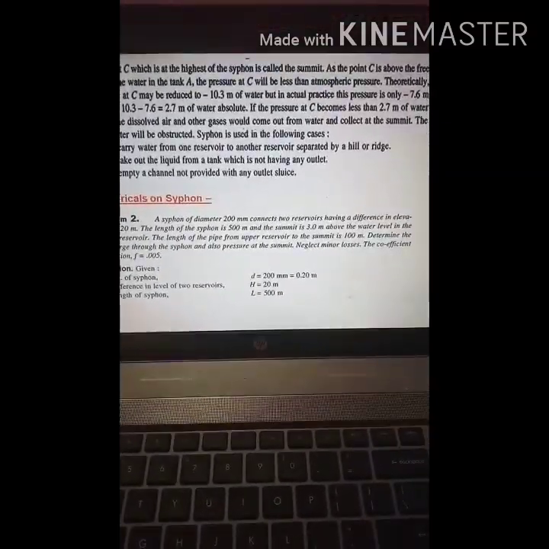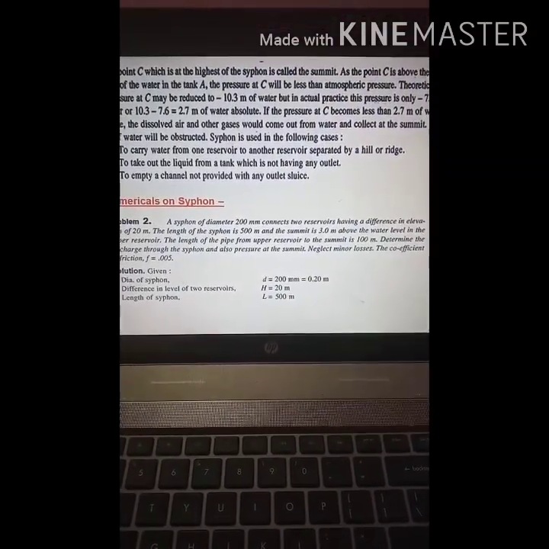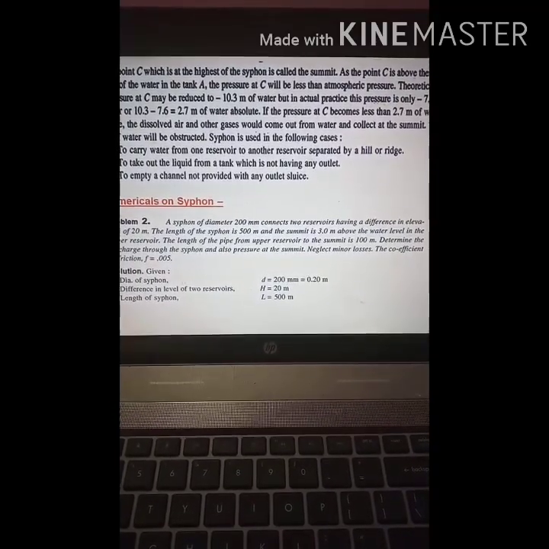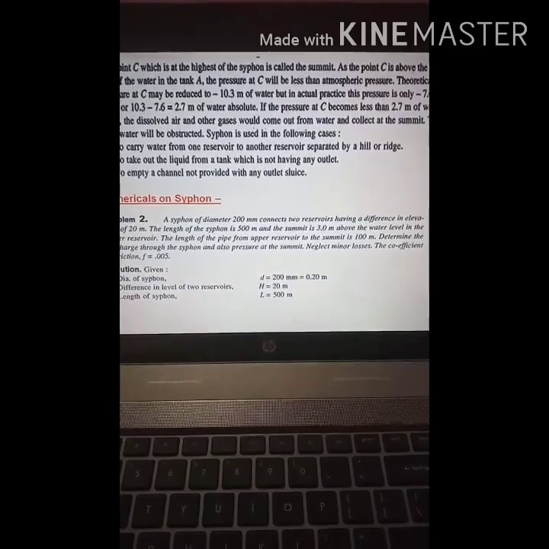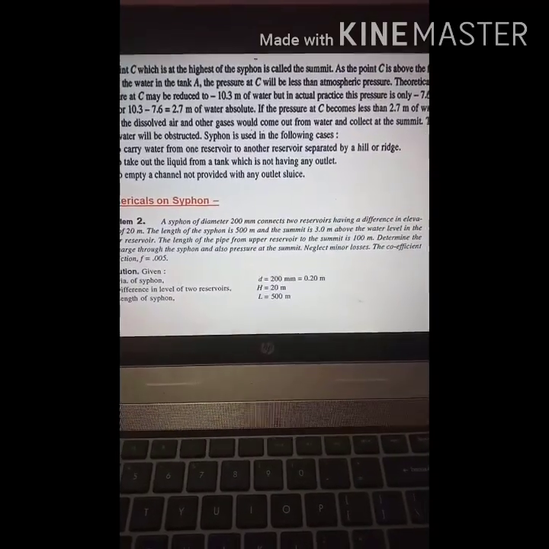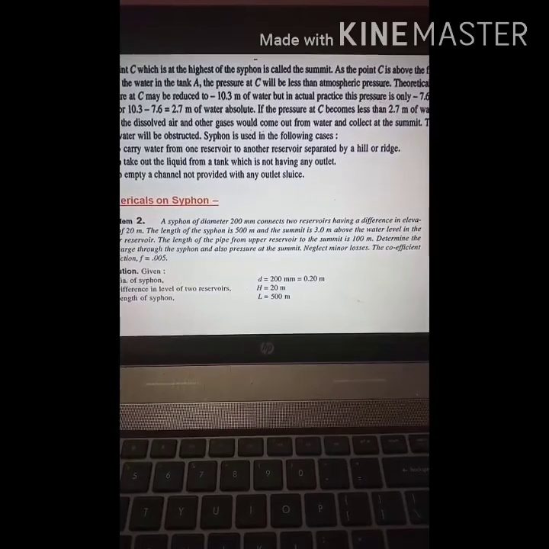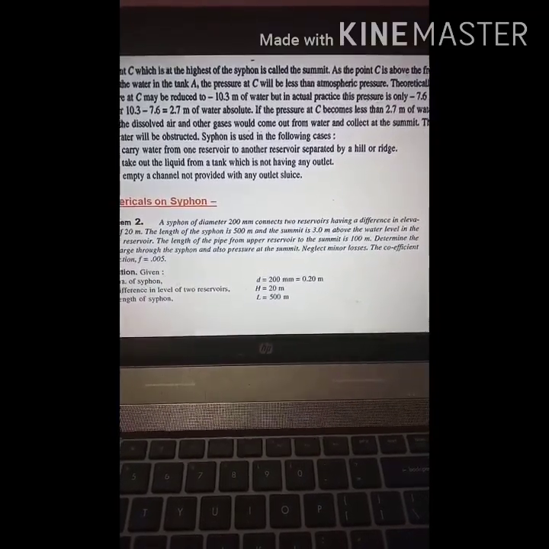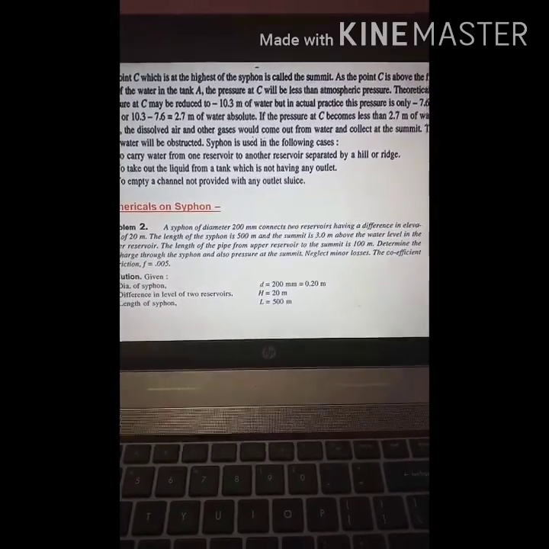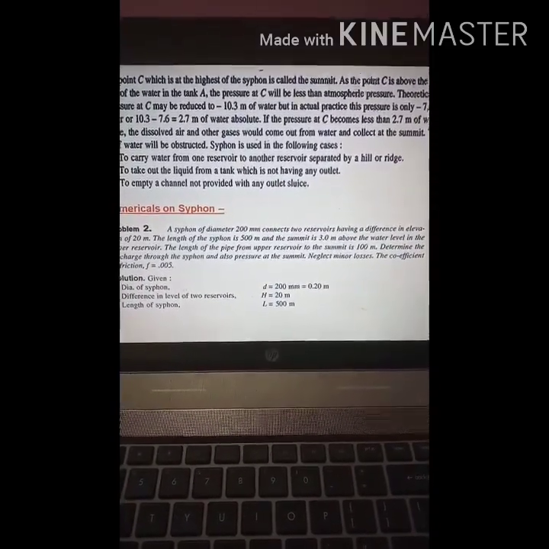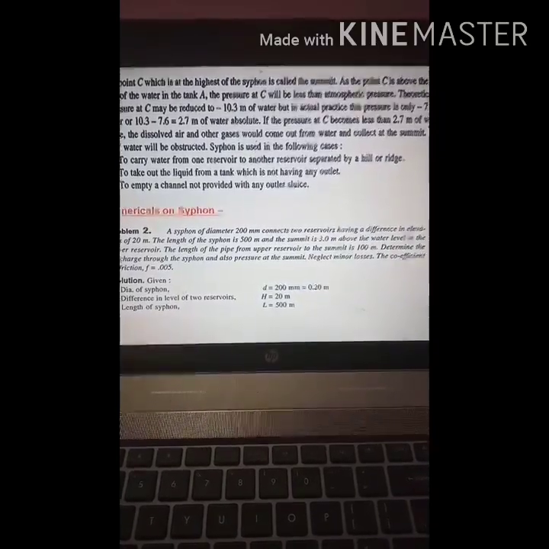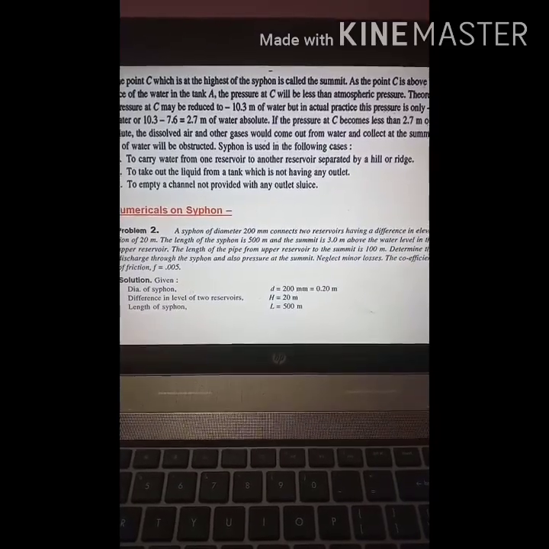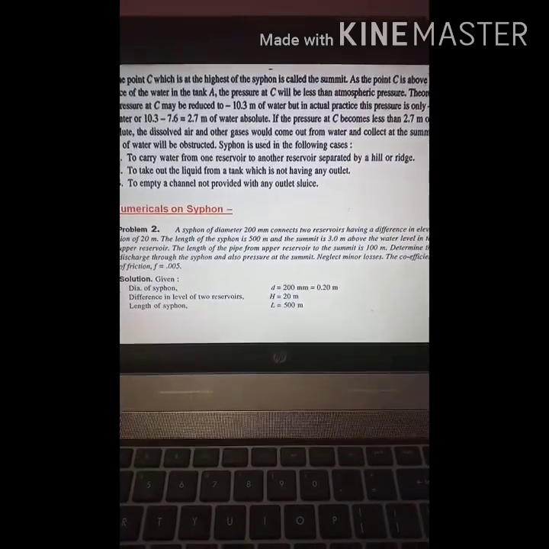A siphon of diameter 200 millimeter connects two reservoirs having a difference in elevation of 20 meter. The length of the siphon is 500 meter. The summit is 3 meter above the water level in the upper reservoir. The length of pipe from the upper reservoir to the summit is 100 meter. Determine the discharge through the siphon and also the pressure at the summit. So we have to calculate pressure. I have already told you that you have to use Bernoulli's equation first across the two points A and B, and then across points A and C, and neglect minor losses. It is given that you have to neglect the minor losses.